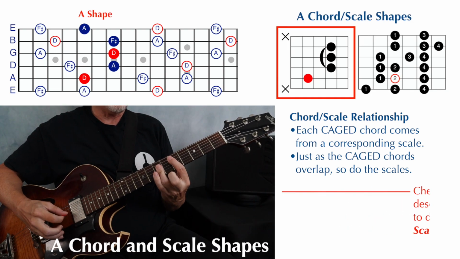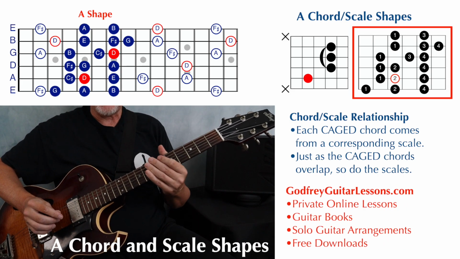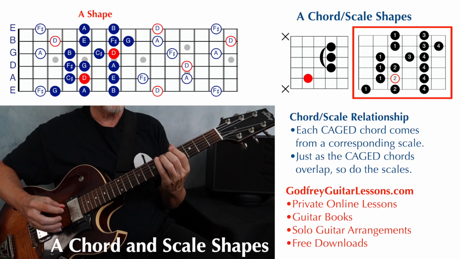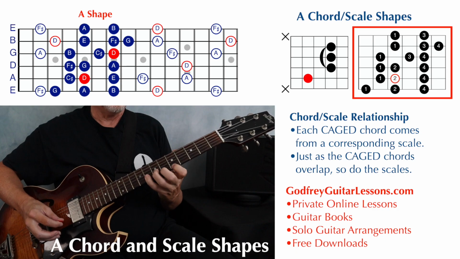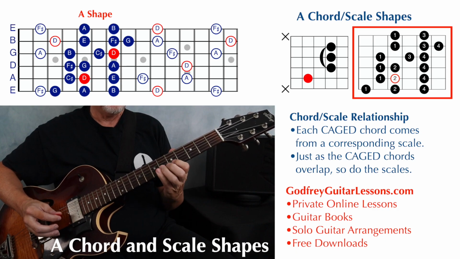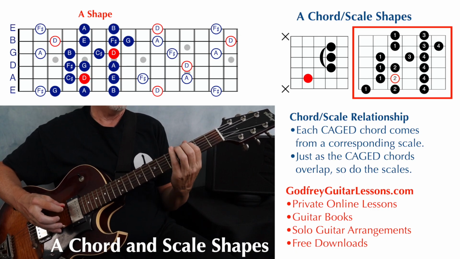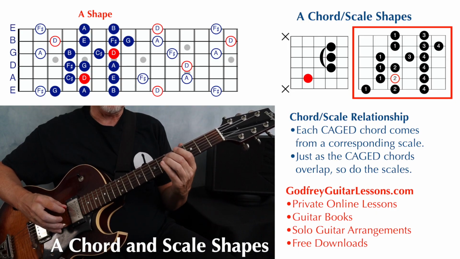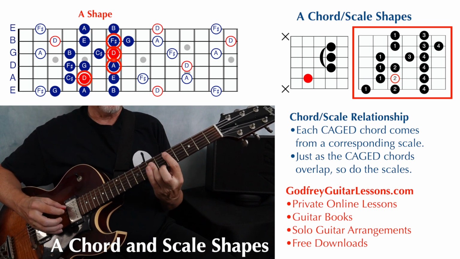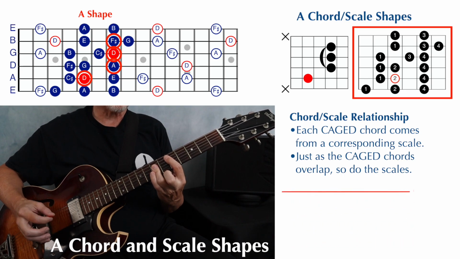This A chord shape comes from this major scale form. You can probably guess we're going to call this the A scale form. It sounds like this. That's the A scale form. I just played a D major scale because I started that on the note D. These are the notes from that scale that are included in the A chord shape.